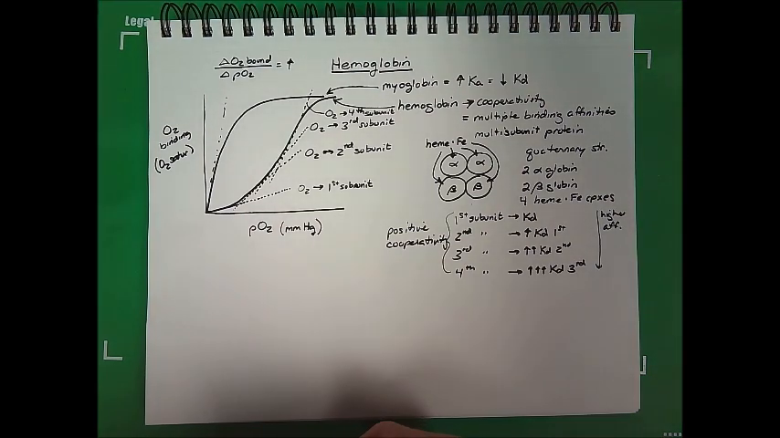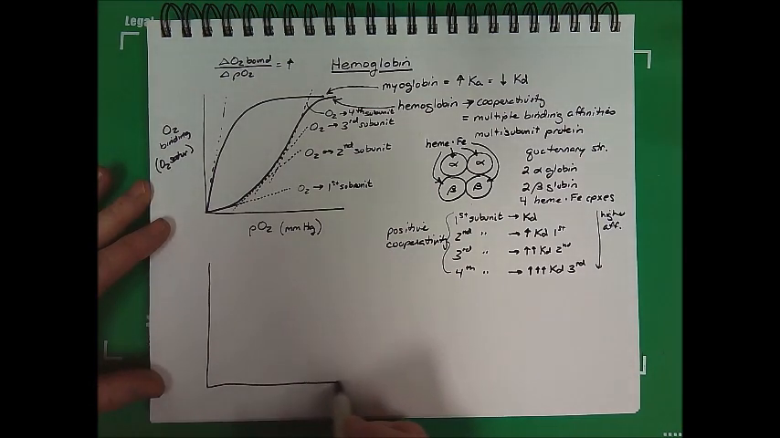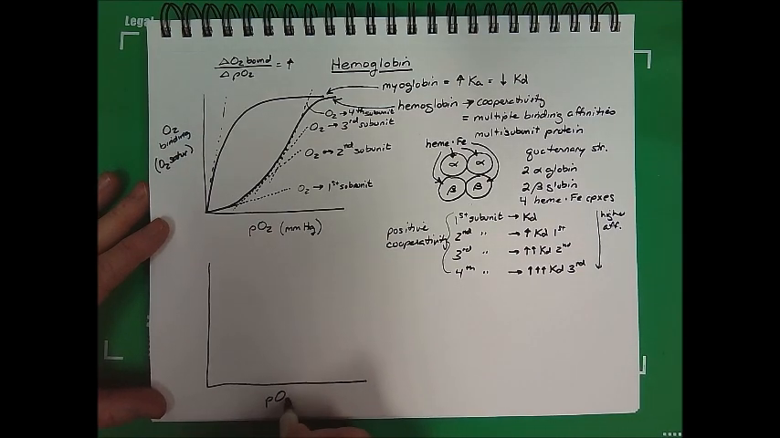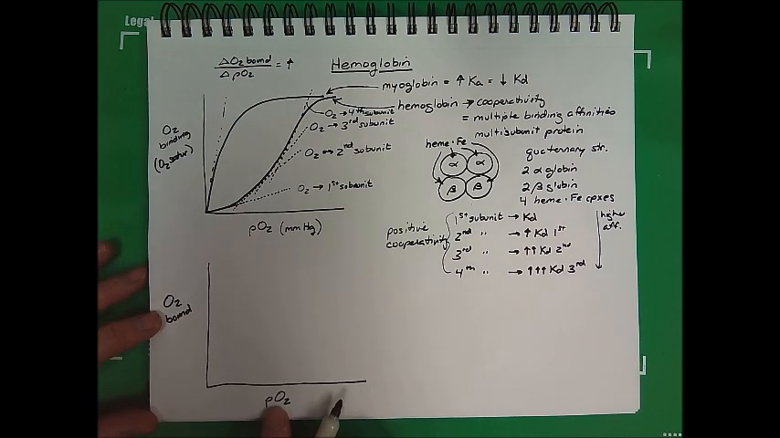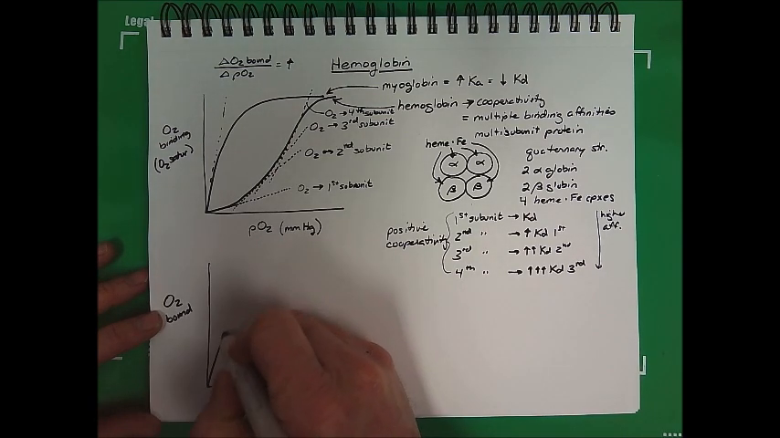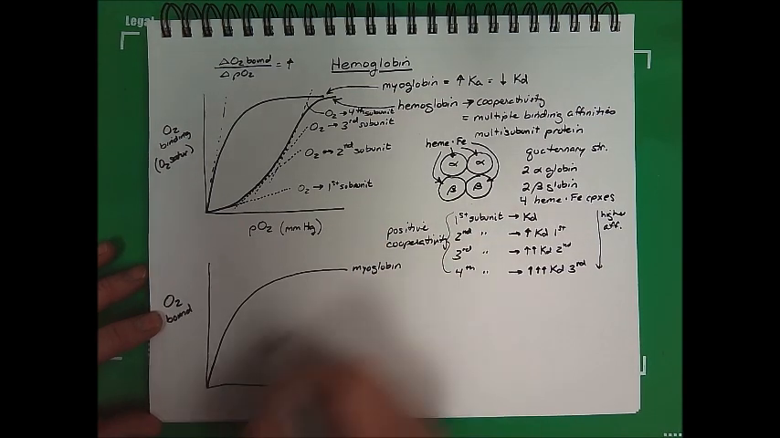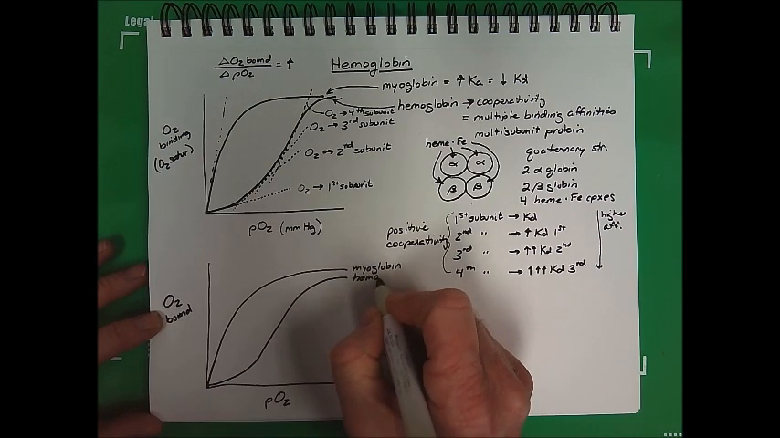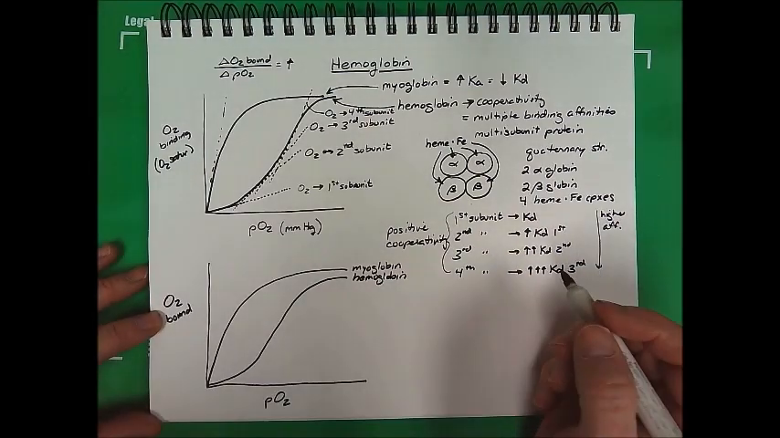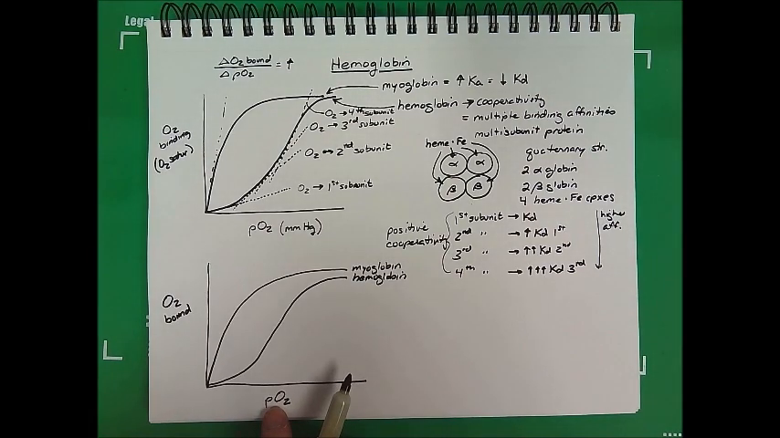Now, why is this important? Well, the importance of this is in oxygen release into the tissues. So let's regraph this. Oxygen bound versus partial pressure of oxygen, and let's examine this from a different perspective. Here is our myoglobin. Here is our hemoglobin. Now, let us consider the partial pressures of tissues themselves.